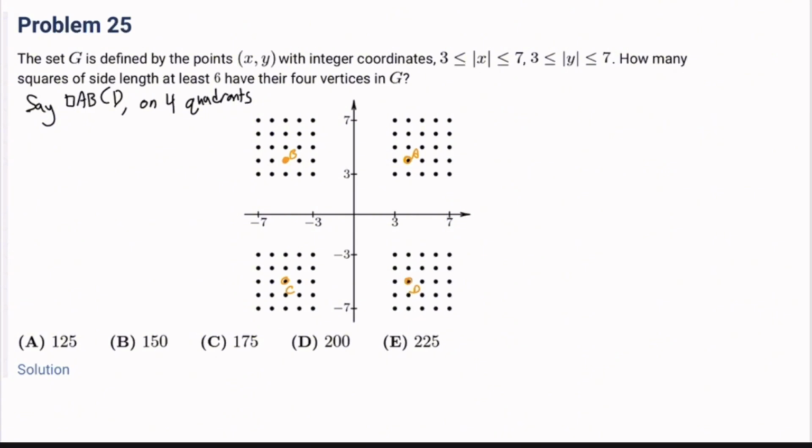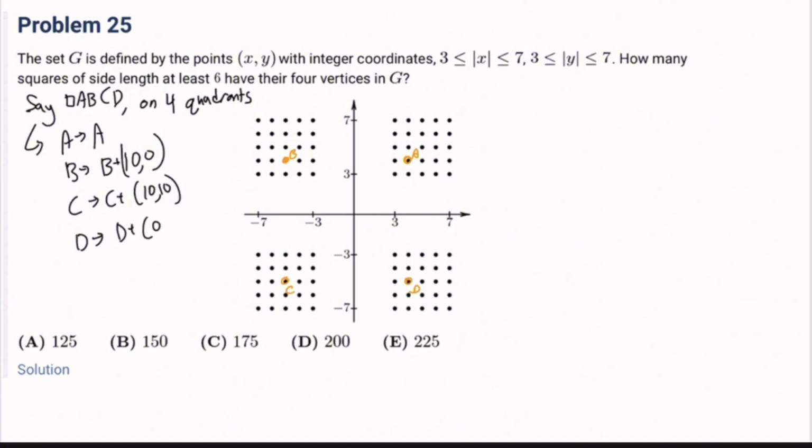And now we are going to apply an interesting transformation. We're going to make A just the same as A as it was before, and then we're going to make B go to B plus (10, 0). So it's going to slide 10 to the right. And then C is going to go to C plus (10, 10). So it's going to slide 10 right and 10 up. And D is going to become D plus (0, 10). So it's going to slide 10 up, right?